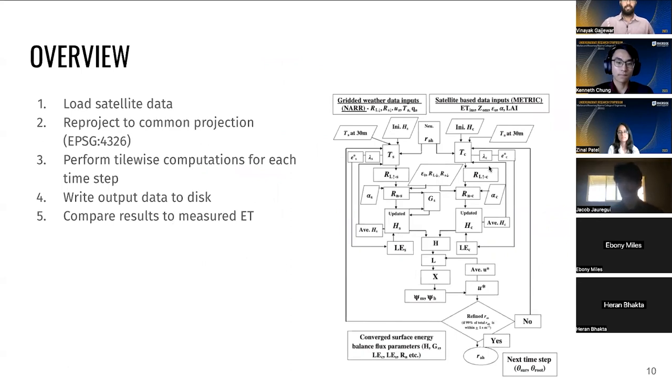What I do first is load the satellite data from disk and reproject it to a common reference system. In my case, that's this standard called EPSG 4326. Then I perform tile-wise computations for each time step, write the output data back to the local file system, and then compare the results to the measured evapotranspiration in Yuma, Arizona. As you can see in the diagram on the right, there are a lot of intermediate computations that need to be performed to be able to compute evapotranspiration.